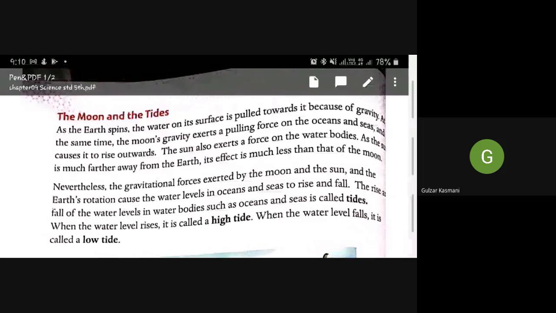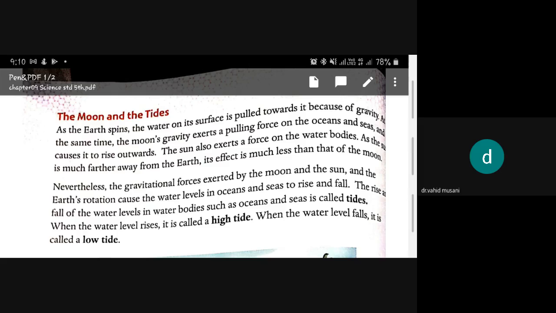Read, Alicia. Yes, ma'am. Alicia, start reading better. Nevertheless, the gravitational force.